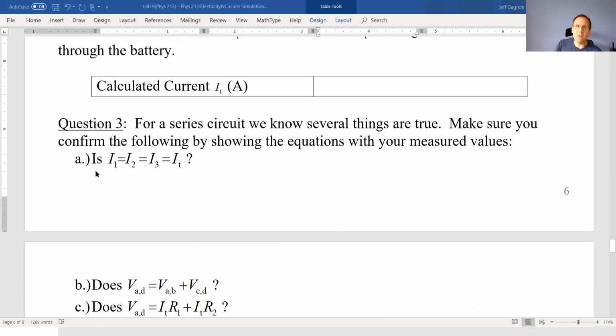So first of all, is I1 equal to I2 equal to I3 equal to I total? Remember, the current should stay the same for a series circuit. So you want to verify that, right? Like whatever numbers you get, you could show, yes, I'm getting 0.43 equals 0.43 equals 0.43 and so on.